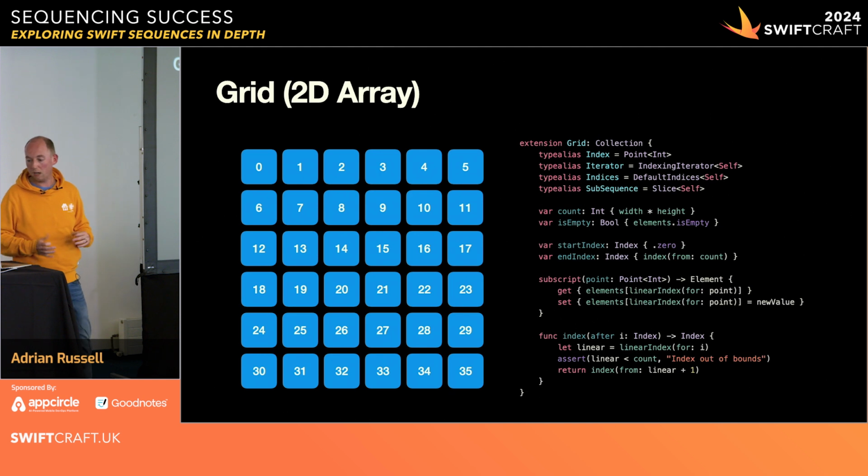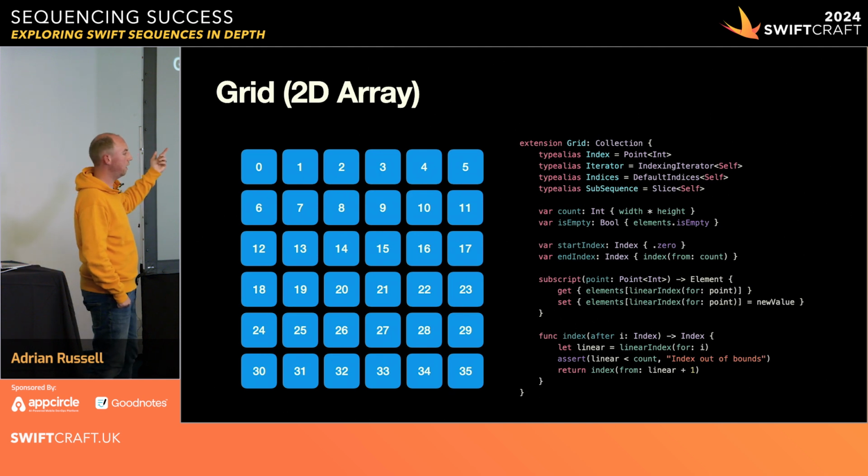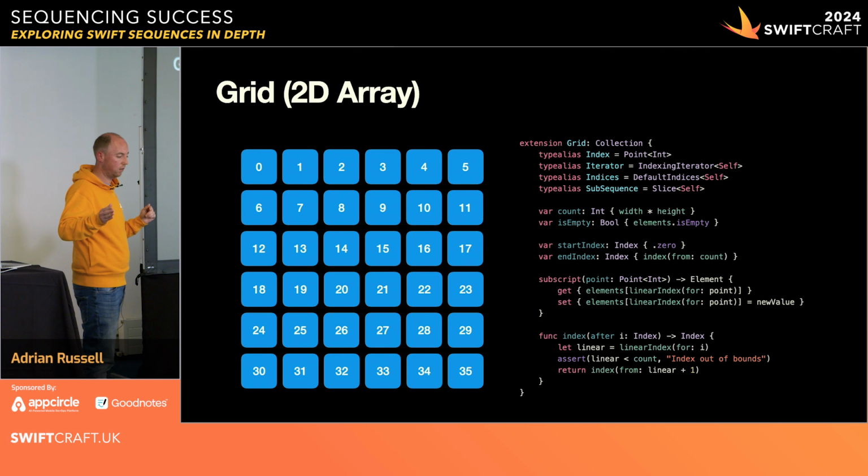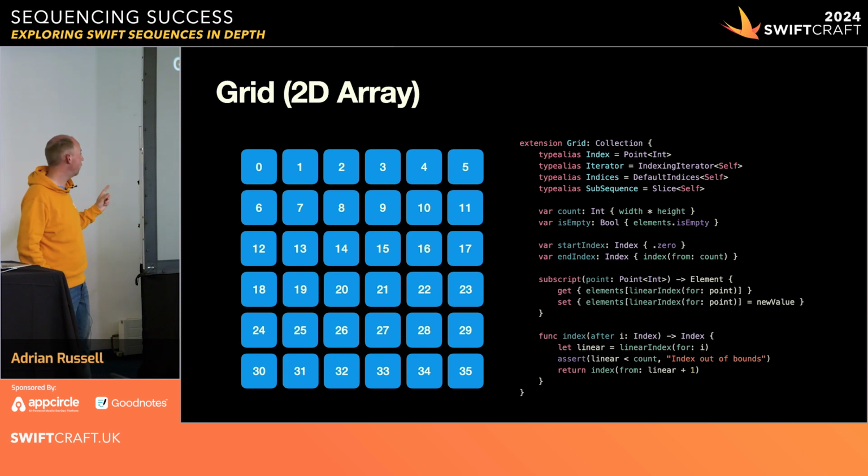If we conform it to collection, it's fairly standard. We've still got our index being that 2D point. We can use the default iterators, indices, and subsequence. Our count is obviously going to just use the width times the height. The elements is just going to defer back to elements because it's convenient. Our start index is 0, so (0, 0) in there. And for our end index, we're just going to use the count, which would be the past-the-end index for our array, and then convert that into a 2D coordinate. Same with our subscripts. We're just going to convert them from 2D to our 1D offset for elements. And same with our index after. We're just going to use those two functions for movement between 1D and 2D representations of the index.